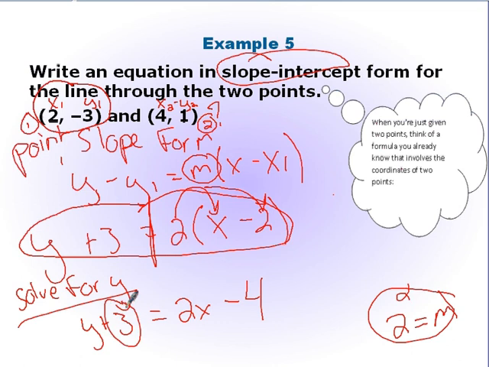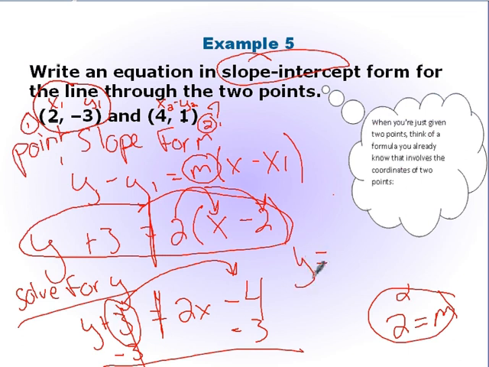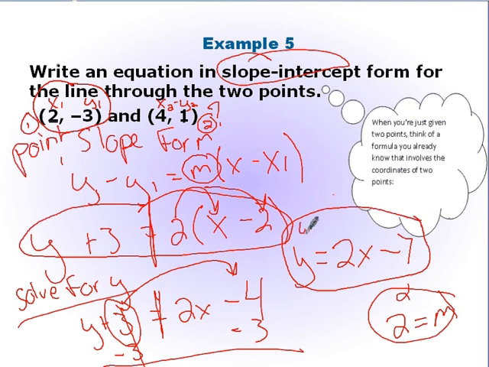Then that positive 3 has to move over here to the right side, so the y can be by itself. It's positive, so we minus it on both sides. So we end up with y equals 2x, negative 4 minus 3 is negative 7. 2x minus 7, you can't combine those, so you're all done. And that looks exactly like your slope-intercept form. Congratulations.